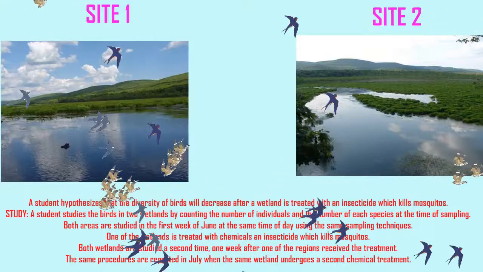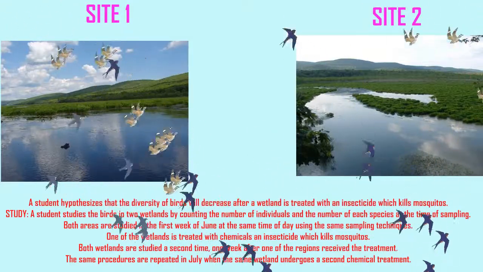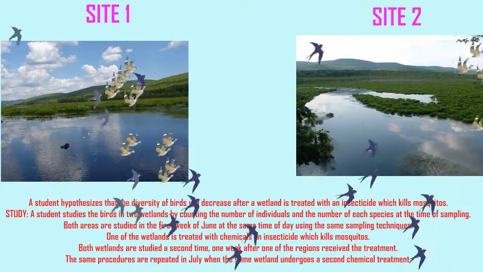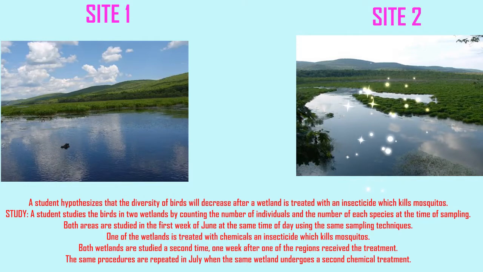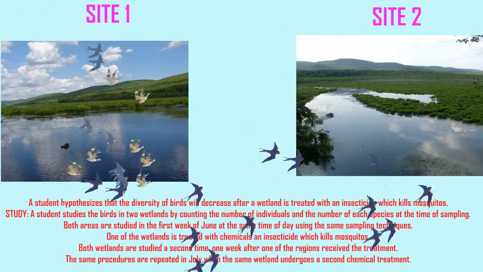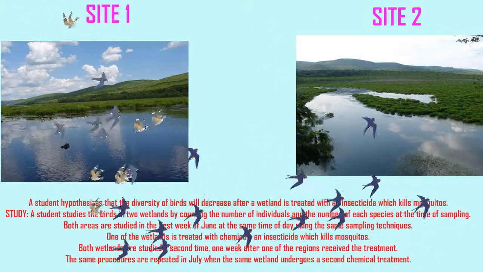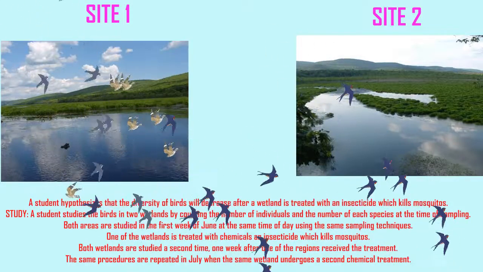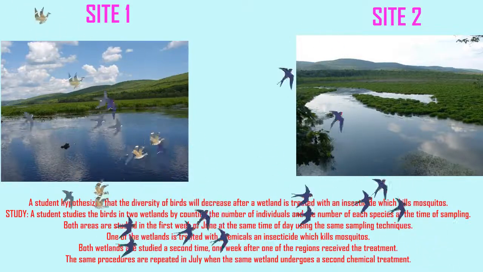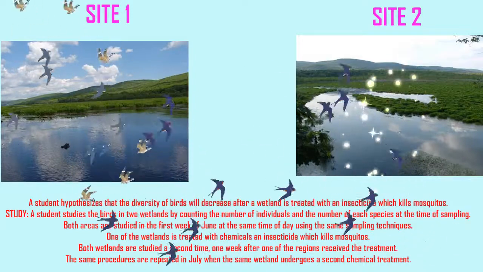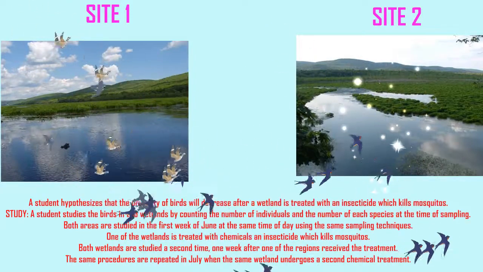They pick two wetlands in the same area and measure them both in the first week of June at about the same time of day. A week later, one of these two wetlands is treated with chemicals which kill mosquitoes, and then both wetlands are studied a second time using the same techniques. Later in the summer, the same wetland which received the chemical treatment the first time is scheduled to undergo a second chemical treatment, and this experimental procedure is repeated.